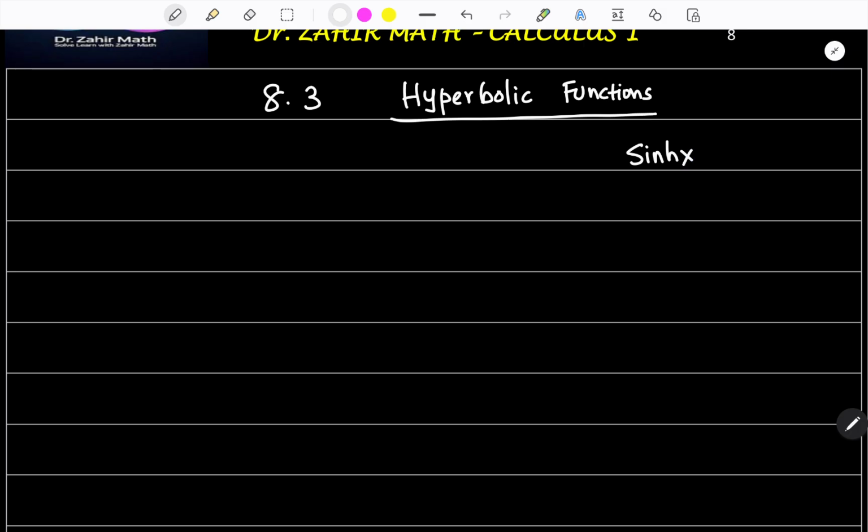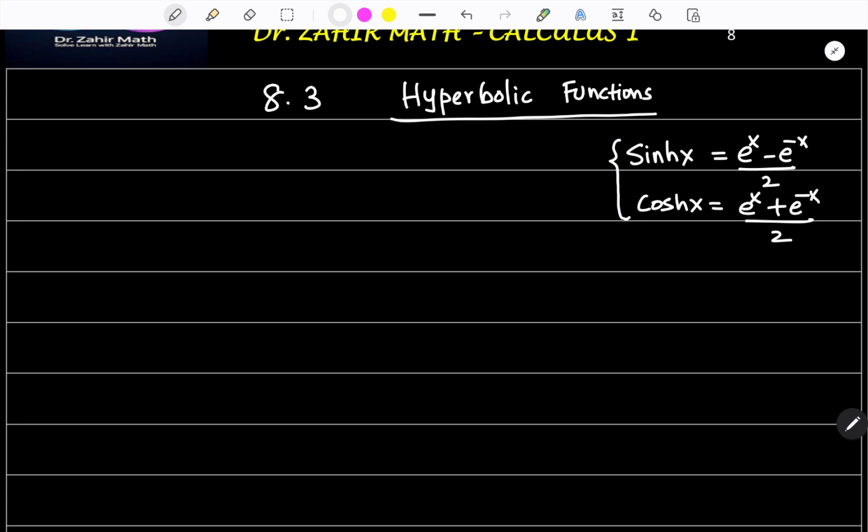Sine hyperbolic doesn't mean sine x; it's slightly different from that. Sine hyperbolic x is nothing but e power x minus e power minus x, divided by 2. And cosine hyperbolic x is equal to e power x plus e power minus x, divided by 2.